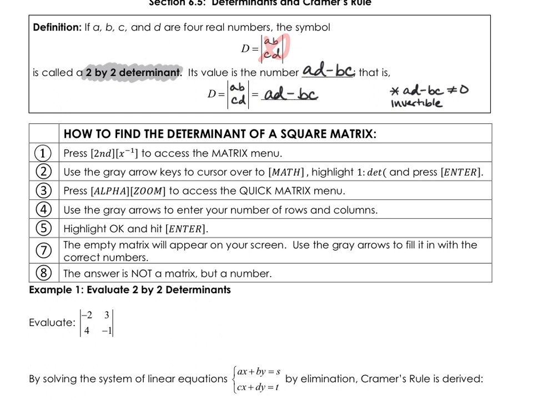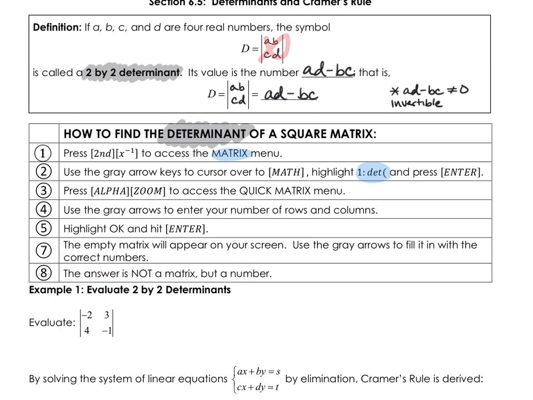To find the determinant, again, that's our vocabulary word of today, you're going to still need to use that matrix menu, which is blue. So you press second x to the negative 1 to get to that matrix menu. You're going to go over to math, and you're going to highlight the first option this time called determinant, and you'll press enter. It puts the DET on your screen, and then you'll type in your matrix, which is what these steps are telling you. You'll type in all of your matrix. And then you'll find a number.